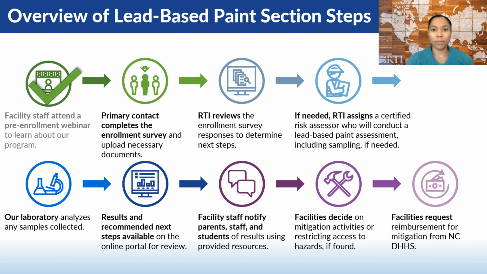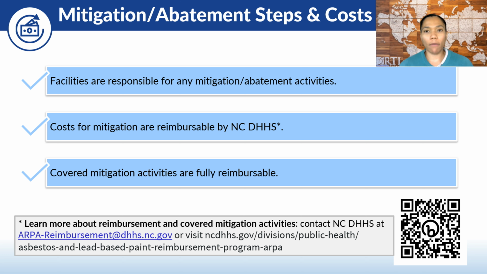After reviewing the results and recommended actions, the facility will decide whether to restrict access to any identified hazards or to pursue the recommended mitigation or abatement actions. Facilities that perform mitigation or abatement can request reimbursement from NCDHHS. It is important to note facilities are responsible for deciding on any mitigation or abatement activities and scheduling those activities. While the cost of on-site visits and sampling are covered by our program, childcare facility mitigation activities are fully reimbursable by the North Carolina Department of Health and Human Services.